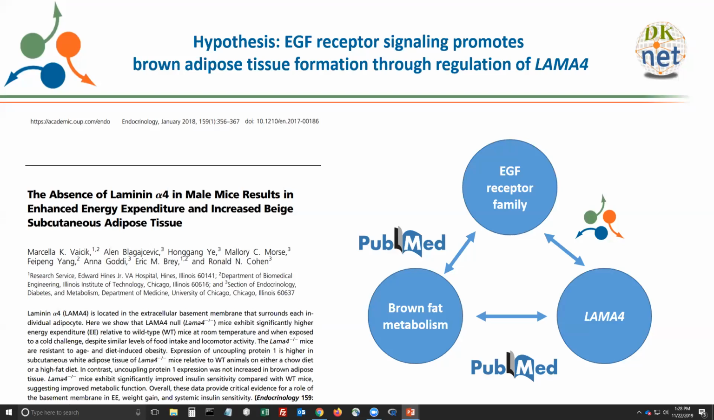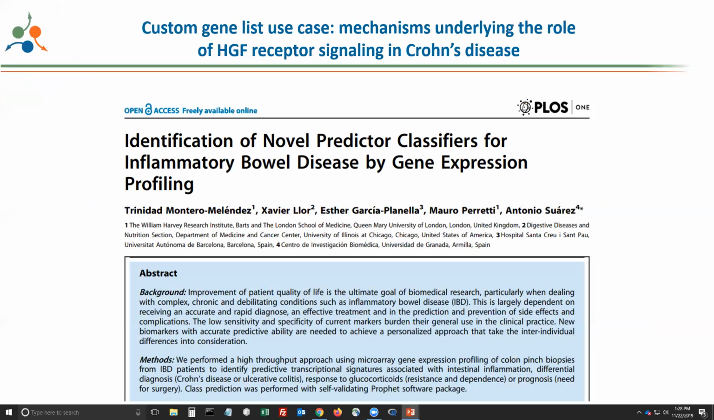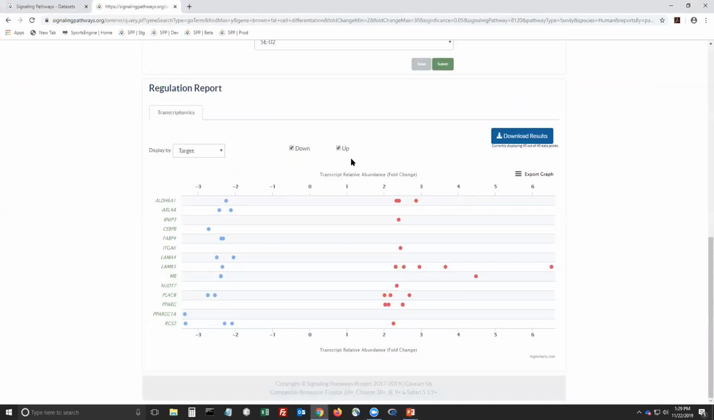Now, another way you can query SPP is by using your own gene set. So again, to illustrate this with an example relevant to NIDDK, I'm going to pose as a researcher who's looking for novel receptor signaling paradigms in Crohn's disease. For my research, I'm going to take a set of genes that was identified in this paper to have prognostic value in Crohn's disease. So we'll go back to our search.